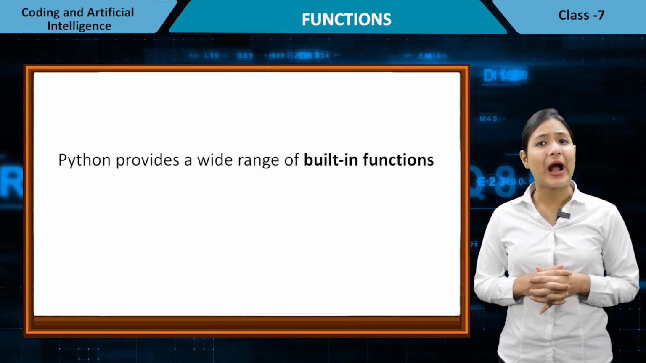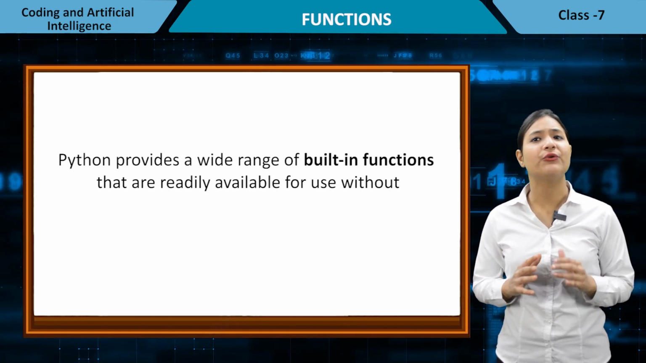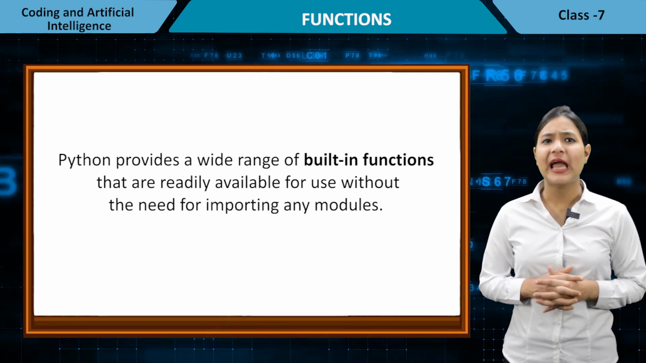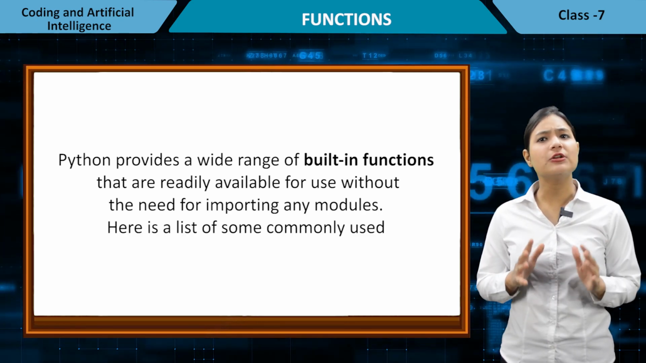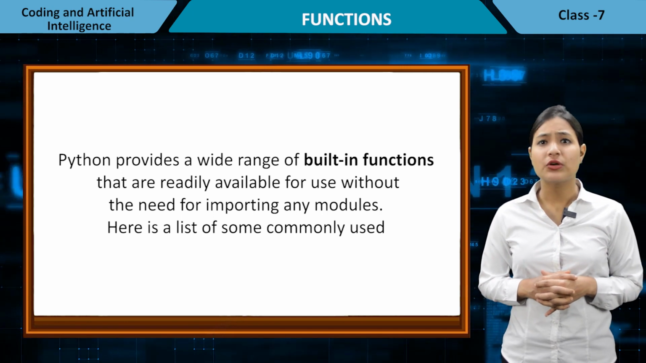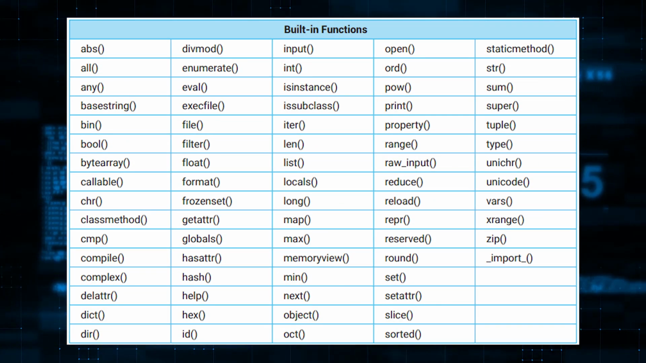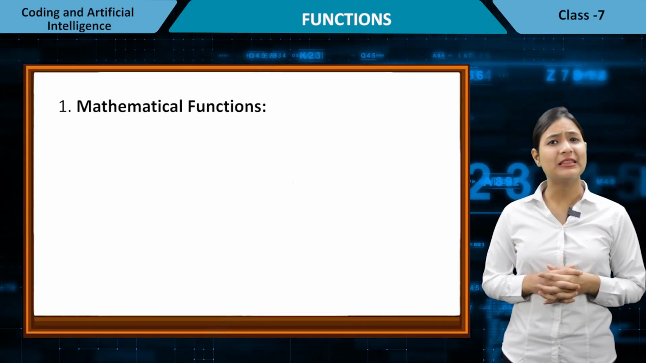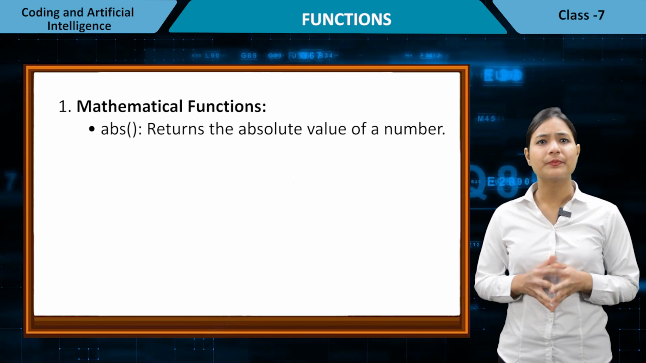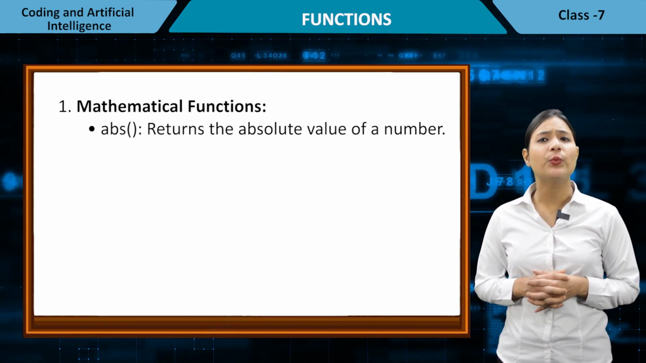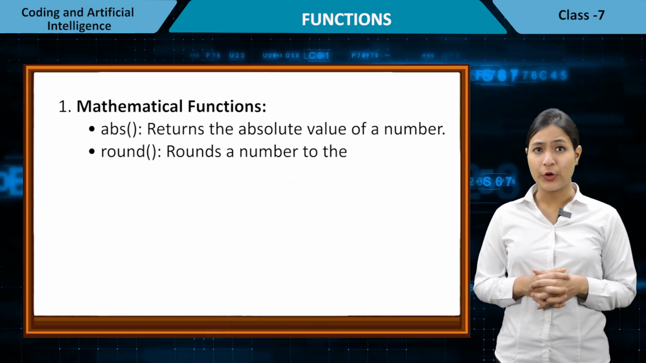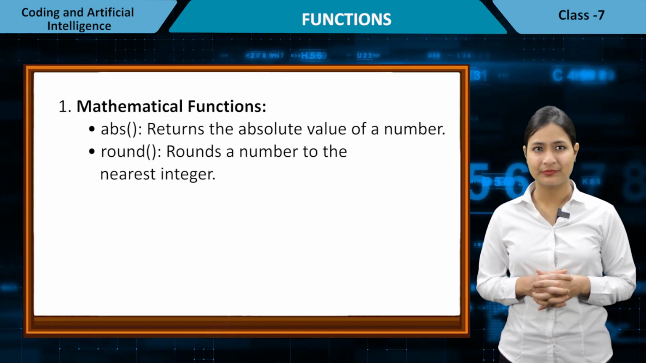Python provides a wide range of built-in functions that are readily available for use without the need for importing any modules. Here's a list of some commonly used built-in functions in Python. First, mathematical functions. Abs returns the absolute value of a number. Round rounds a number to the nearest integer.